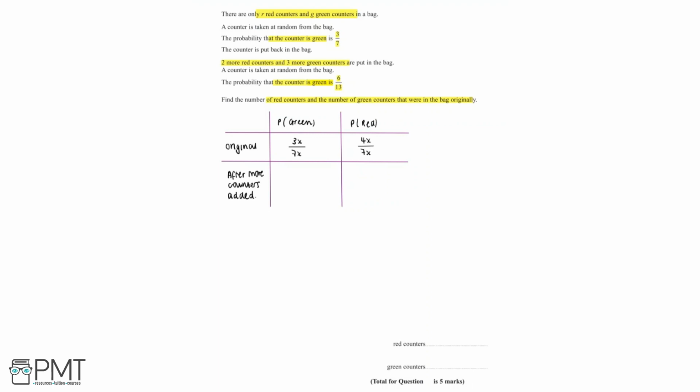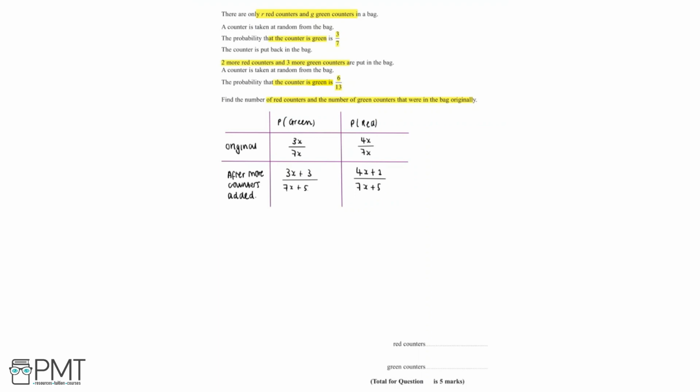Now we need to see the probability of picking a green counter after more counters were added. We're told that 2 more red counters and 3 more green counters are put in the bag, and so the total number of counters would be 7x plus 2 plus 3, which is equal to 7x plus 5. If 3 more green counters are added, then the probability of picking a green counter after the more counters are added would be equal to 3x plus 3 over 7x plus 5. And likewise, we're told that 2 more red counters are added, and so the probability of picking a red counter after more counters are added would be 4x plus 2 over 7x plus 5.